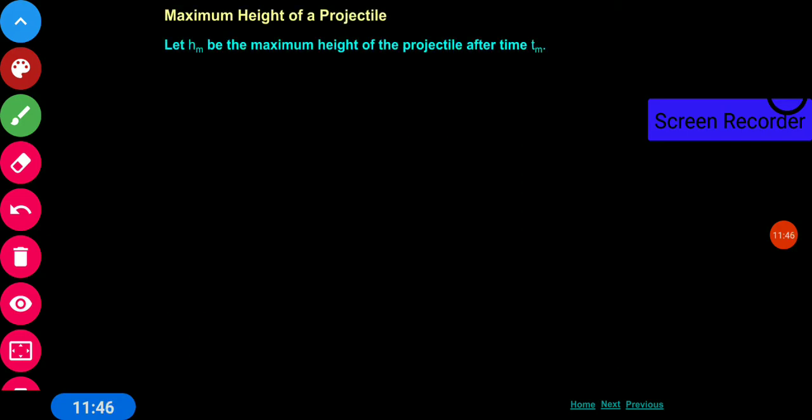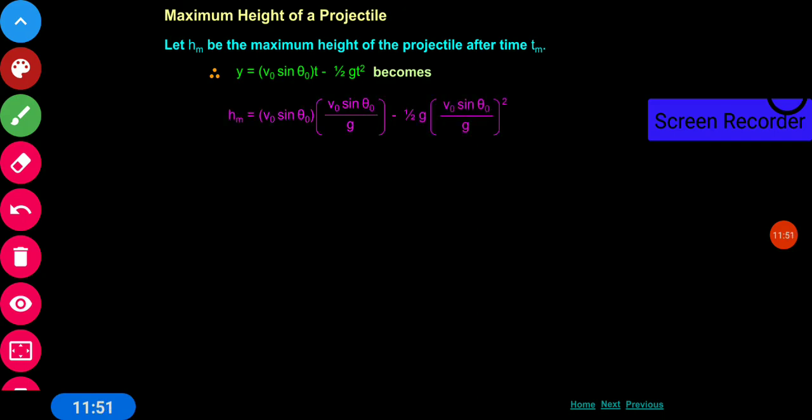Now, maximum height of a projectile. Let Hm be the maximum height of the projectile after time Tm. Then from the equation y = v0 sin θ0 t − ½ g t², putting in place of y the highest point Hm, and for t the time taken to reach the highest point, v0 sin θ0 / g, we get v0 sin θ0 × (v0 sin θ0 / g) − ½ g (v0 sin θ0 / g)².